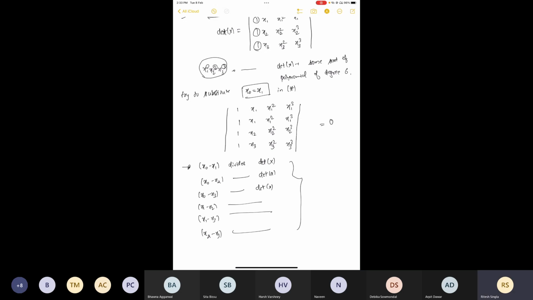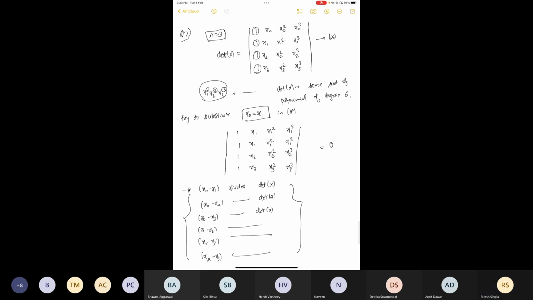So are you guys now getting some idea why the determinant of x will be this only? You just need to take the product of everything. Both are polynomials of degree at most 6. Is question number 7 clear?